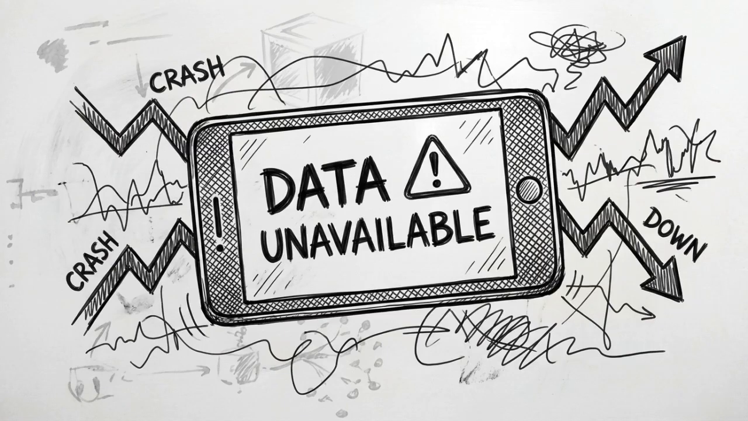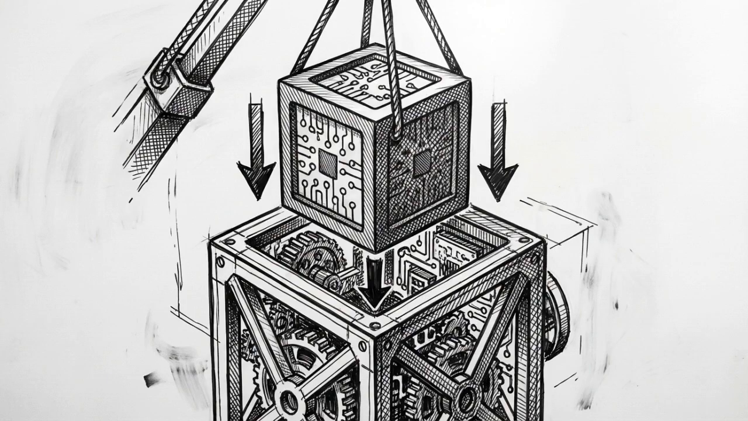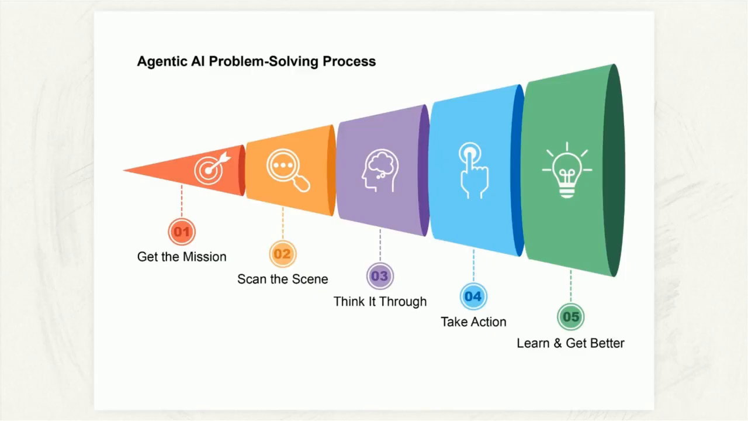If you ask it for live data, like a stock price or the result of a recent election, it is completely blind. To achieve true agency, we cannot just scale the size of the model. We have to build a specific computational architecture around it. This diagram illustrates the Agentic AI problem-solving process. This 5-step loop transforms a static model into an active system.